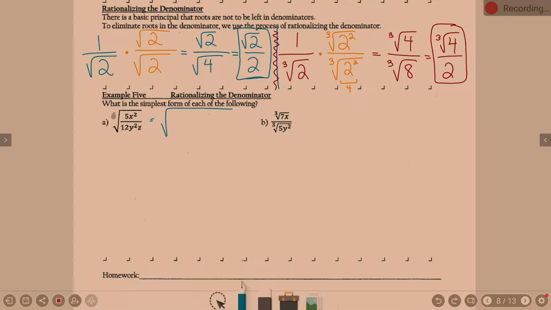Five. Are there any perfect squares in 5? No. I mean, the only thing smaller than 5 on my list is 4. And does 5 divide by 4? No. 5 is a prime number. It's going to be fine. And are there any perfect squares in x squared? Yeah. In all actuality, x squared is a perfect square. So here in my next step, I will take the square root of x squared.